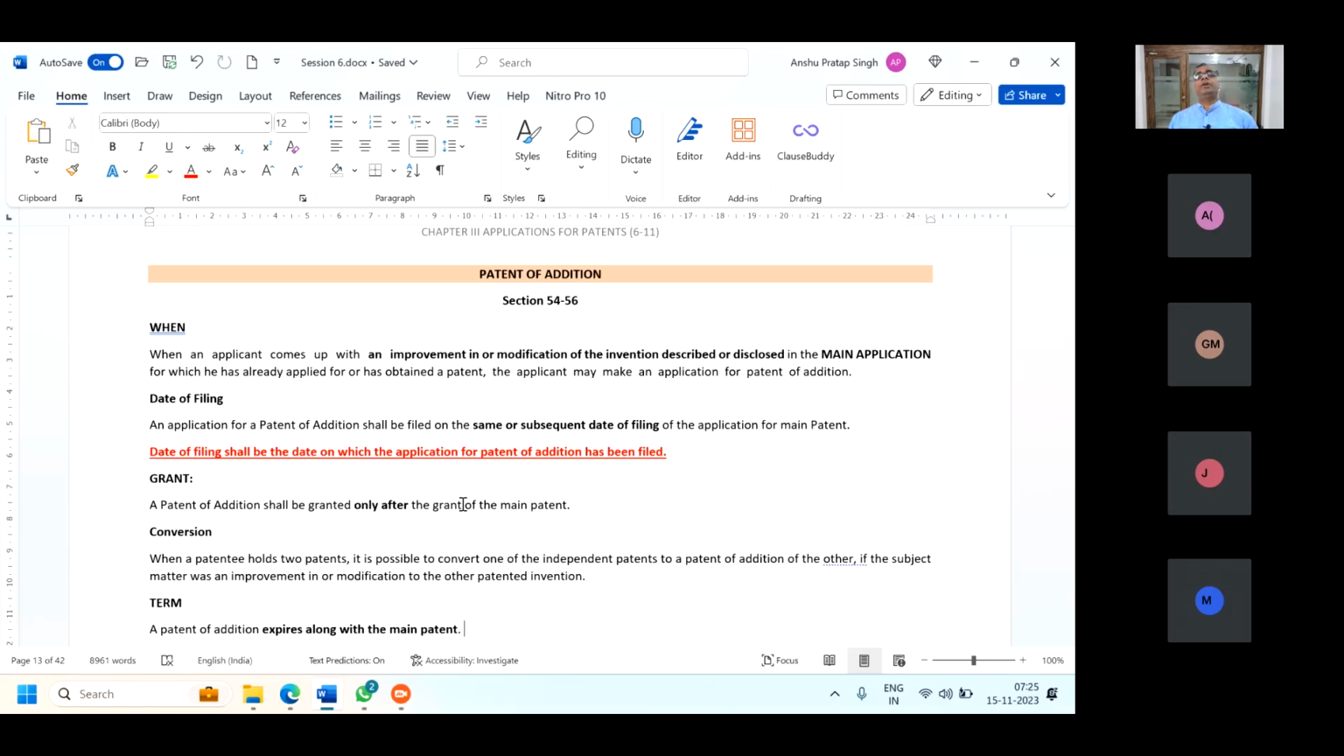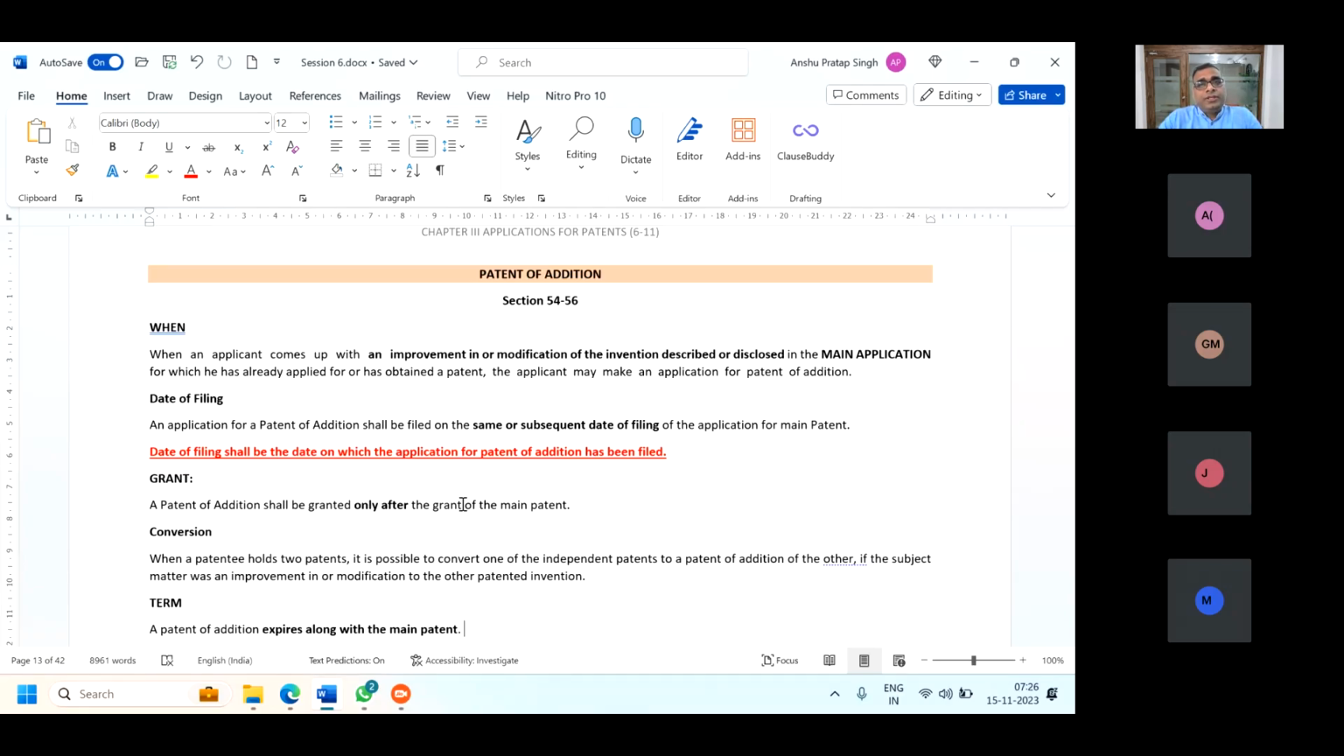The moment I'm talking of patent of addition, that means there should already exist a main application, and a patent of addition can be filed on the same day or a subsequent day of filing of the patent application of the main patent. And the date of filing will be considered the date on which the patent of addition application is filed. Here, there will be no deeming provision as there was in the case of divisional. The day you file will be the date of the patent of addition application.